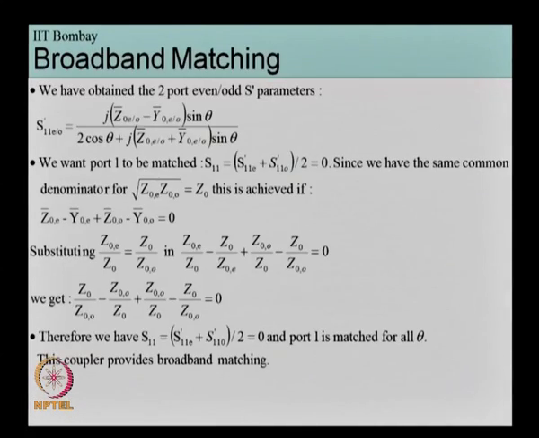You could skip this slide. Another thing that we note is that if the denominators are equal, then the condition of matching, that is S11 equal to S11E plus S11O, this whole upon 2 equal to 0, is automatically satisfied. Therefore, for the coupled line coupler, we obtain broadband matching, that is, they are always matched.